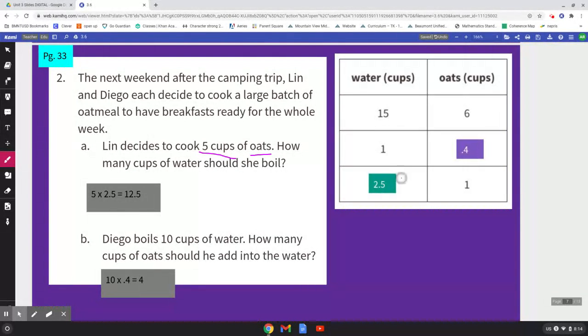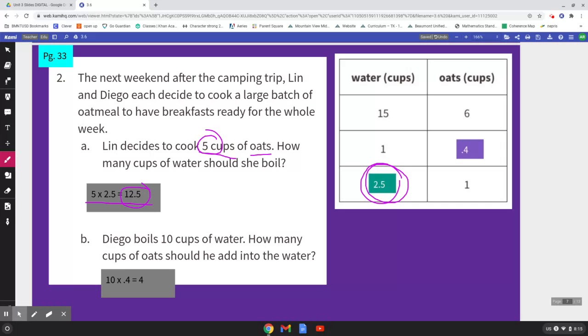Well, remember, if we're dealing with the water, that's where I got the 2.5 that you see here. So you would do 5 times, the 5 comes from there, the 2.5 that I already found. And your answer would be 12 and a half cups of water, 12.5.